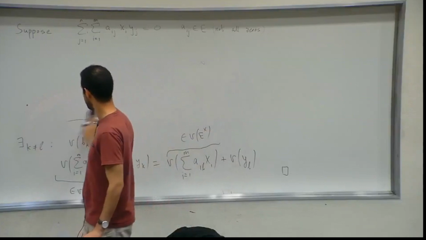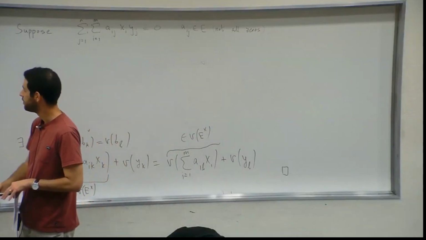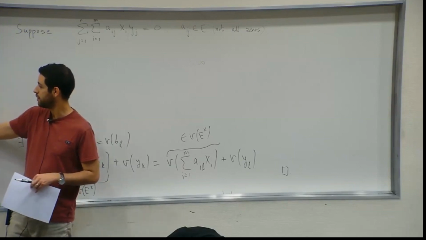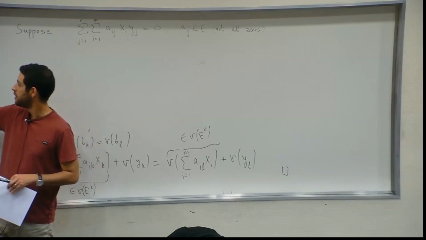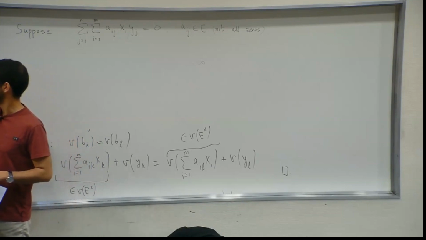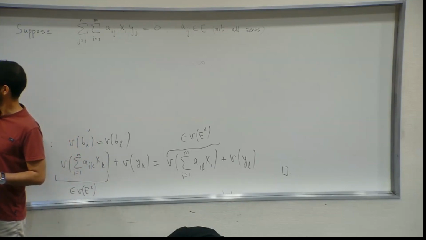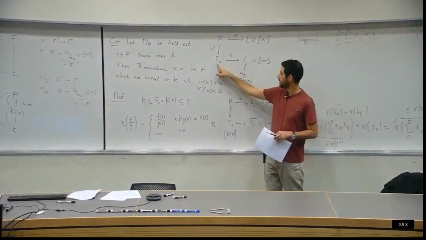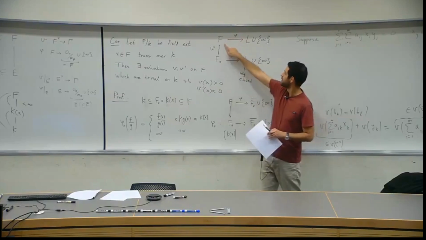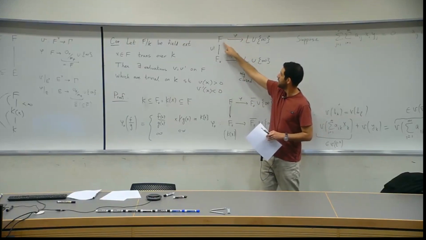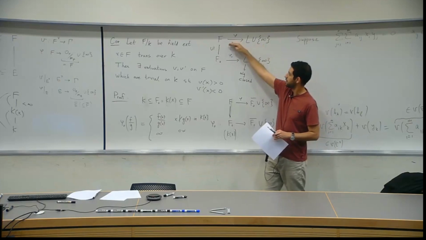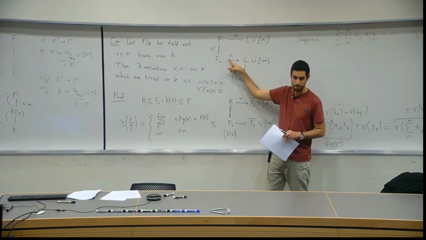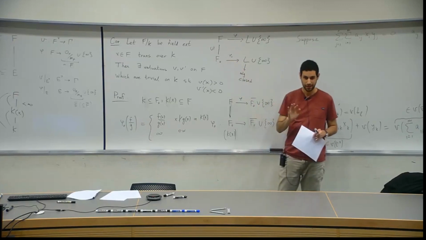Suppose we have some place from a field F0 to an algebraically closed field L plus infinity, and now we have a field F which extends F0. Can we find a place from F to L that extends this, so that when we restrict it to F0, it's the same as phi0? And the theorem says that we can.